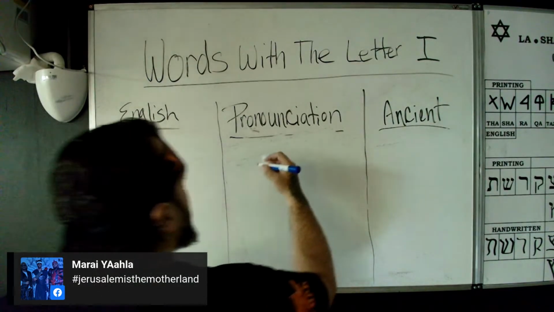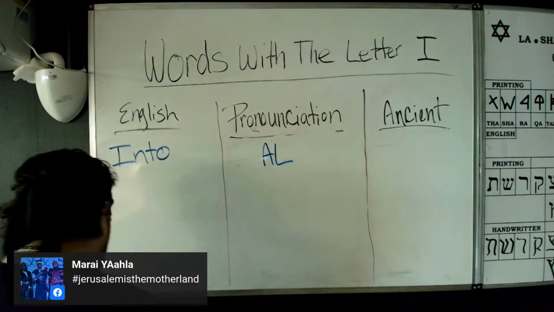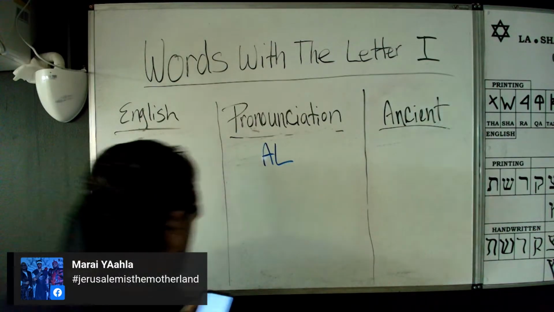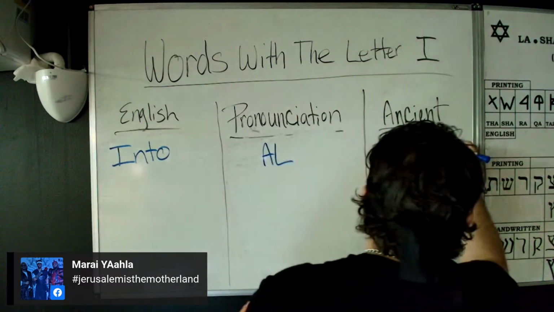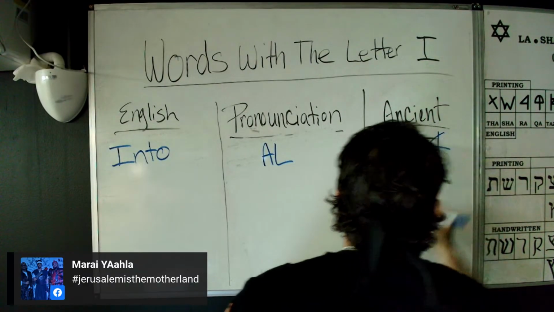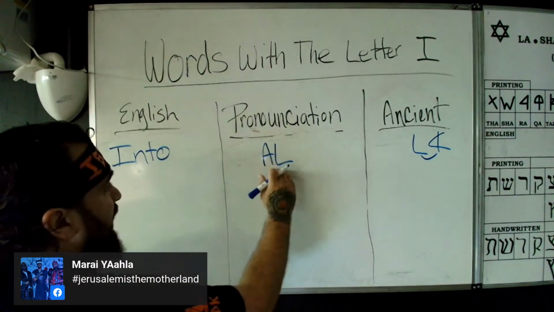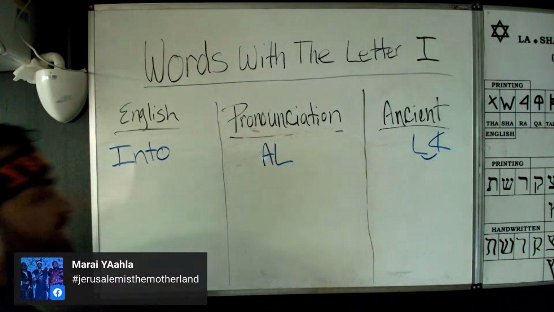Into in the Hebrew is al. And that should be simple for everybody to get when they gotta write in the Hebrew. Boom. With the connector. Into is al in the ancient. And that's how you write it.